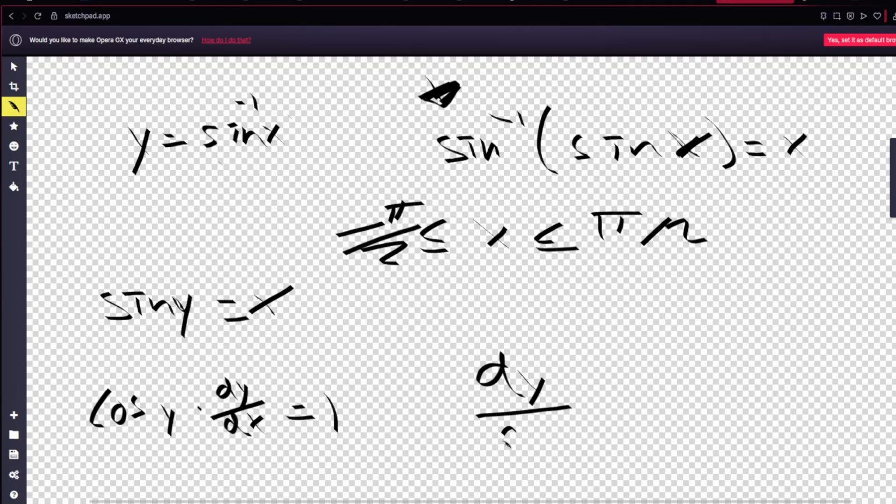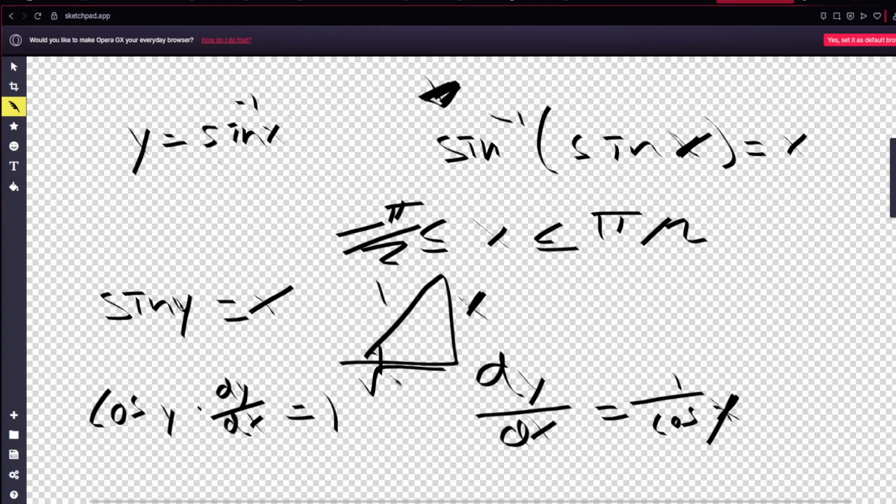dy/dx equals 1 over cosine y. So now we have to figure out what cosine y is going to be. We can just set this as an arbitrary angle y, and before we were told that we have x right here for the sine. So sine is going to be x, or opposite over hypotenuse, so it's going to be x over 1, such that sine of y is equal to x over 1.